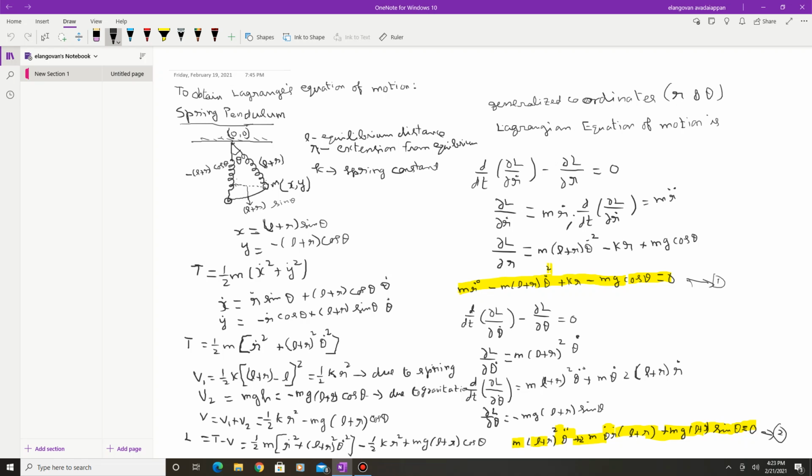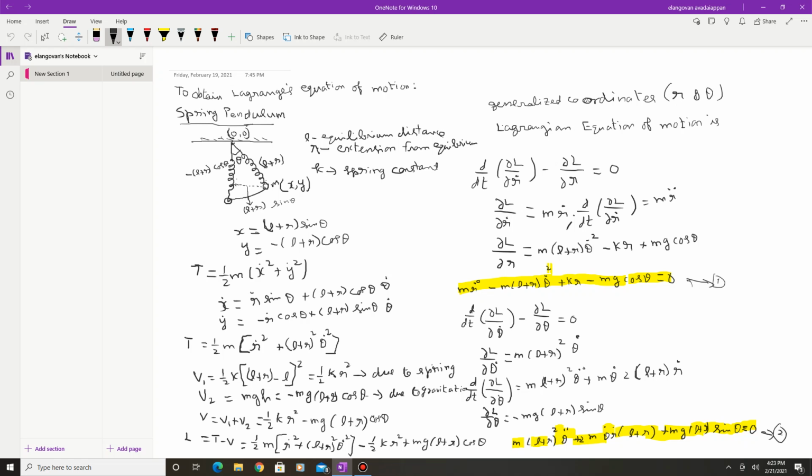Now let us write down the Lagrange's equation of motion. But this system has 2 degrees of freedom. The generalized coordinates are r and theta. There are 2 coordinates, r and theta. Now let us write down the Lagrange equation of motion corresponding to each coordinate.